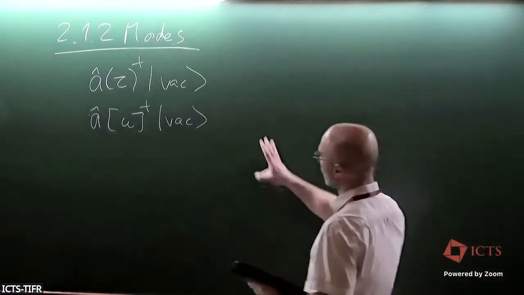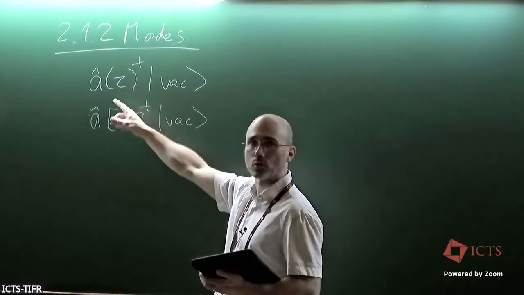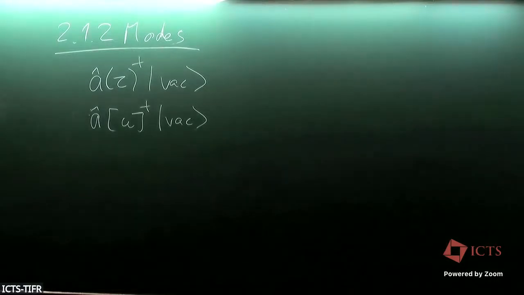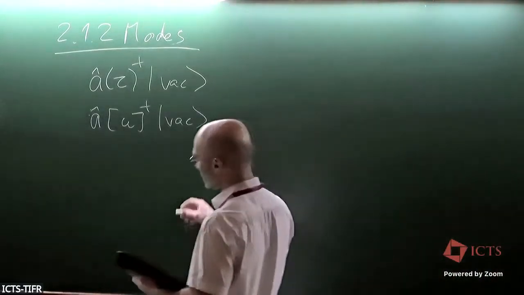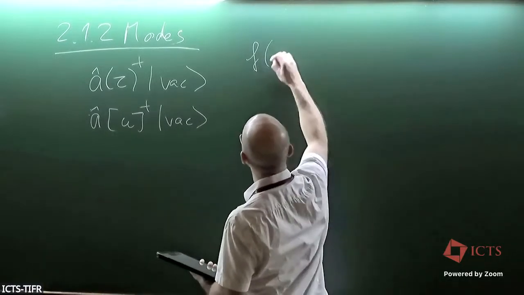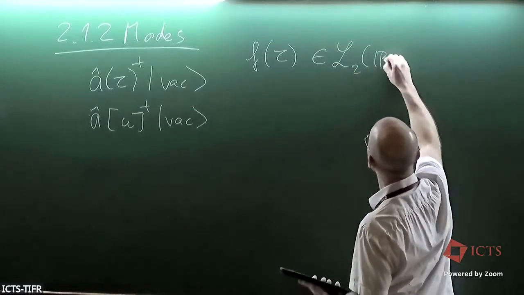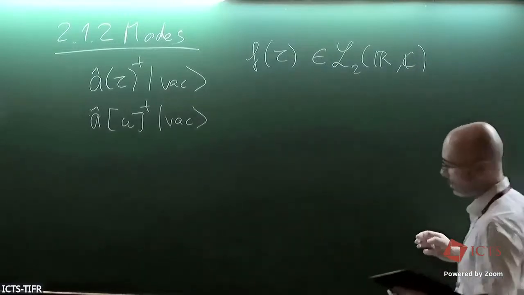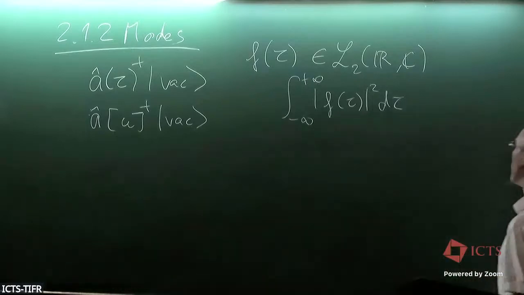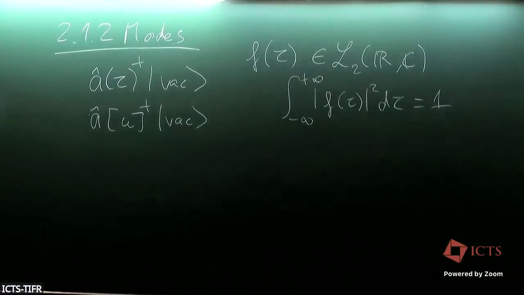So to solve this problem, it's a bit like the eigenstates of the position operator in quantum mechanics, which are not properly defined and not physical. But we can solve this by introducing the wave function of the mode, which is a very classical thing. So f of tau would be a function of L2 of R in C, a function which has a finite integral when squared. And we are going to even consider that it's normalized, so we say that this is 1.